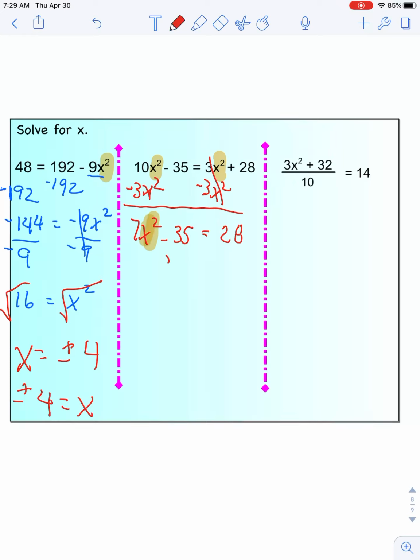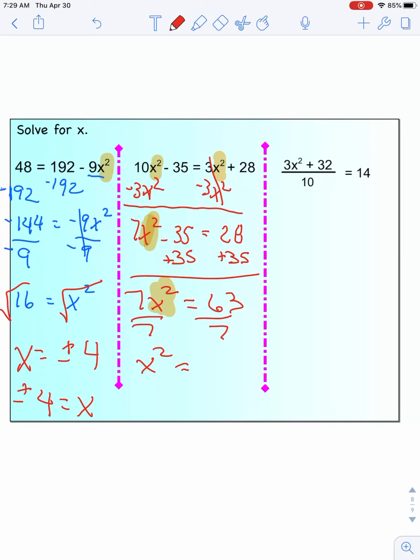So again, now I have the x squareds on one side, but I need to get them by themselves. So now I'm going to add 35 to each side. Now I get 7x squared is equal to 63. Again, this is not by itself yet. So first I have to divide by 7, and then I get x squared by itself now is equal to 9. And you probably already figured out that when you take the square root of 9, you get 3. But don't forget, negative 3 times negative 3 is also a solution.